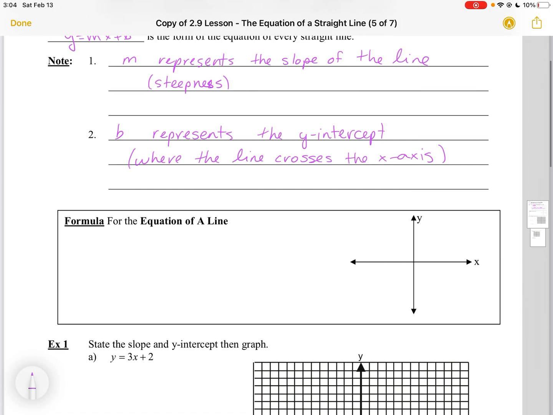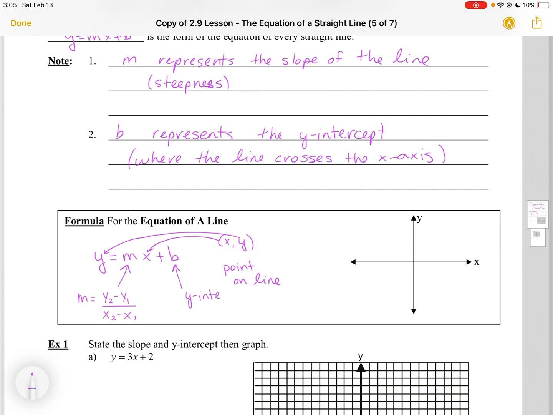So in our equation of the line, we have y equals mx plus b. M is our slope, and we find that using the formula y2 minus y1 over x2 minus x1. X and y are a point on the line, x and y, and then b is our y-intercept.